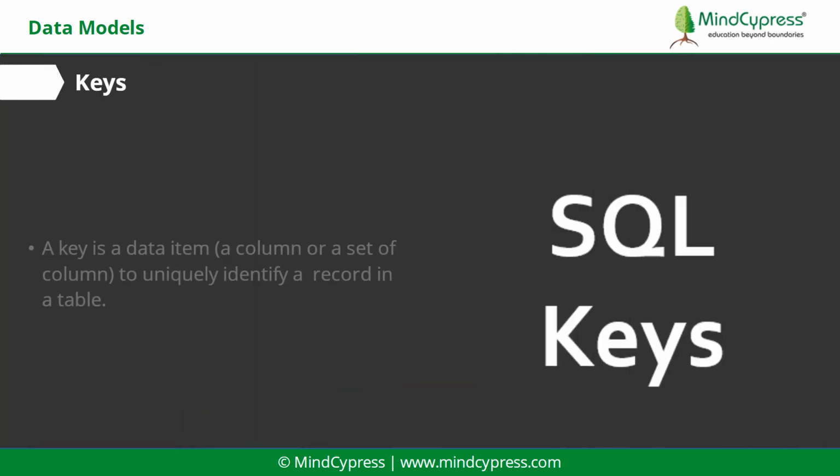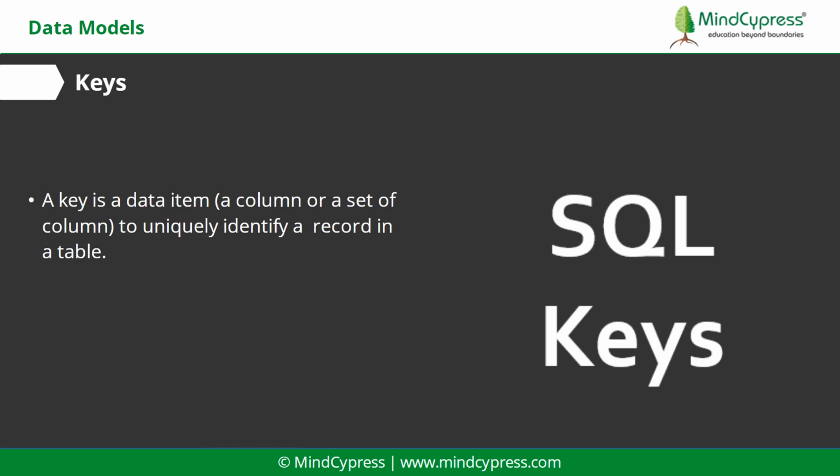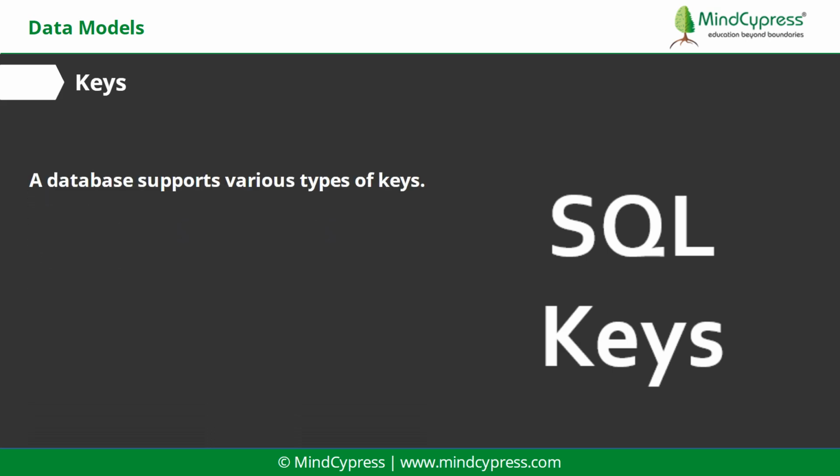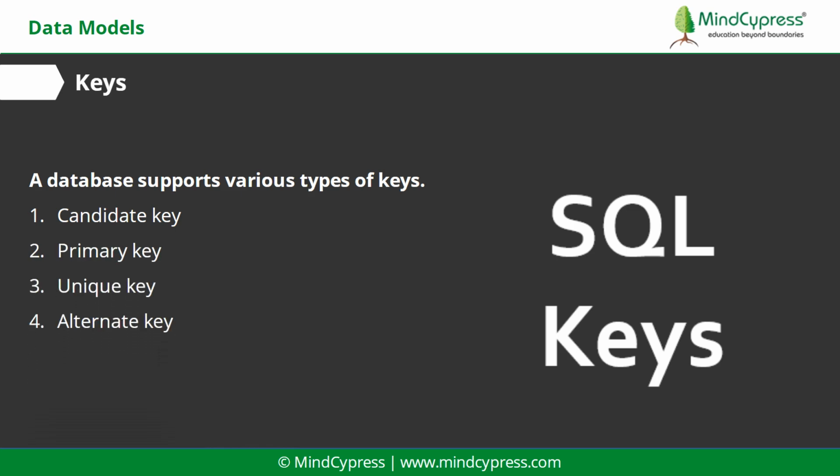Keys. A key is a data item, a column or a set of columns, to uniquely identify a record in a table. It is used to fetch a single or a set of records from a table. A database supports various types of keys. Some of them are: first is candidate key, second is primary key, third is unique key, fourth is alternate key. Let's discuss these keys.